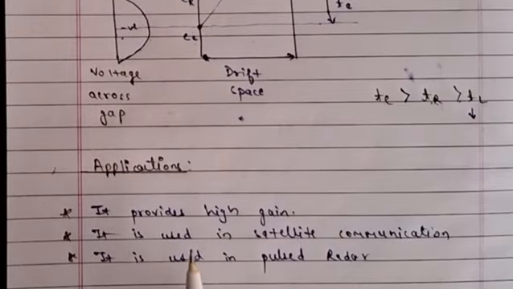Coming to the last topic, that is applications. Klystron provides high gain, so it is used in satellite communication, and it is also used in pulse radar.